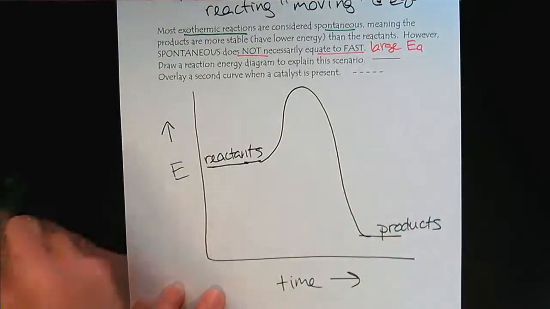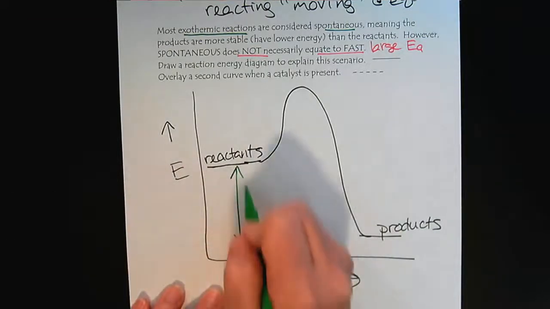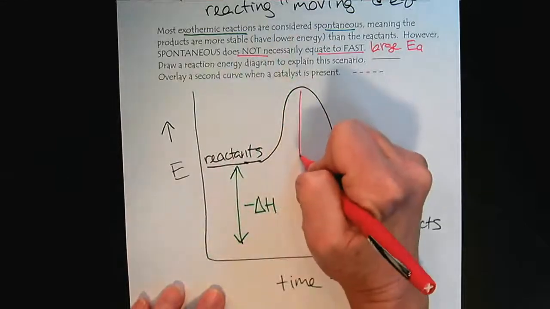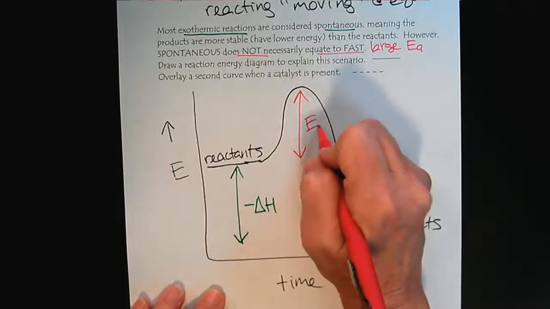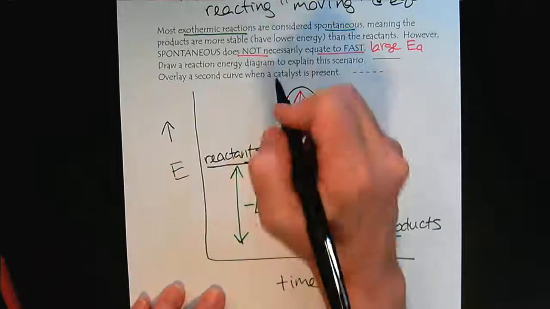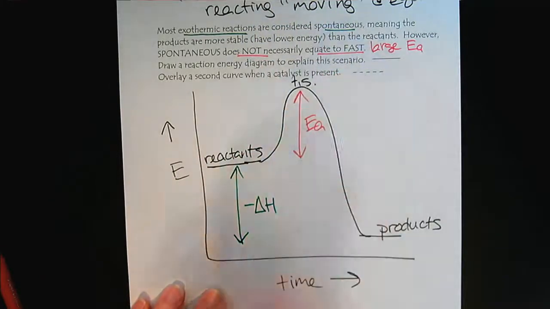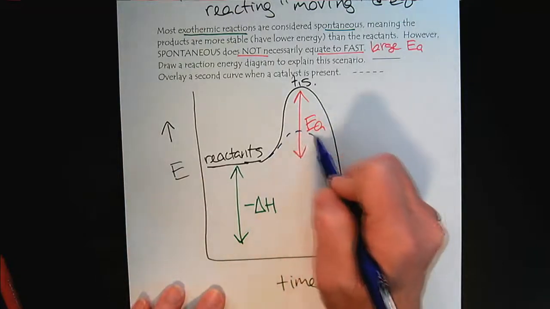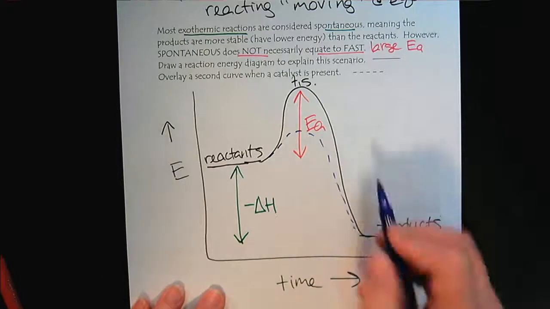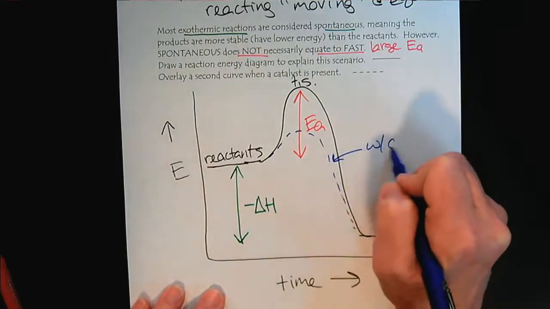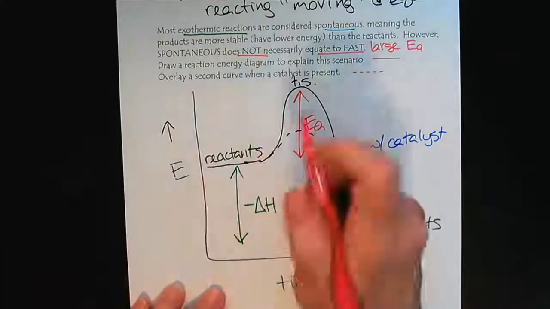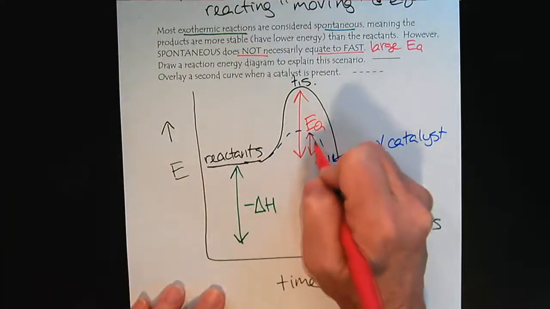And so here would be our thermodynamics. And there is our kinetics. Here is our transition state. Okay, and now if we overlay a curve where we've added a catalyst, we can see that we would lower the activation energy.